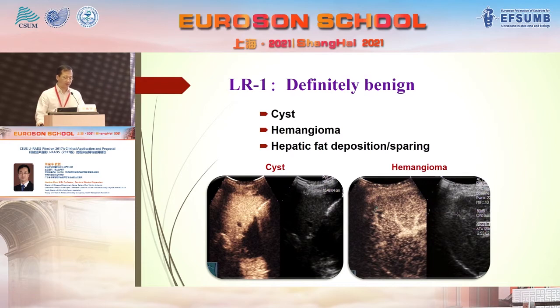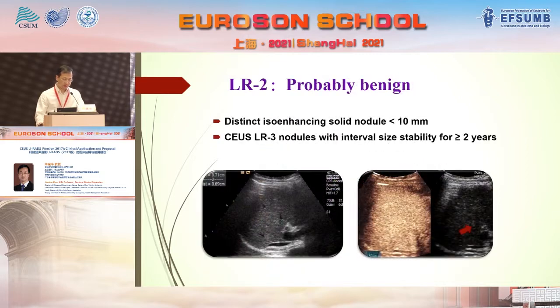LR-1 lesion is definitely benign. The examples of LR-1 include simple cysts, hemangioma or hepatic fat deposition. And LR-2 is probably benign. It could be a distinct solid nodule which is less than 10 mm and shows iso-enhancement in all phases. Or it could be an LR-3 lesion which is stable in size for at least two years. It could be downgraded from LR-3 to LR-2.